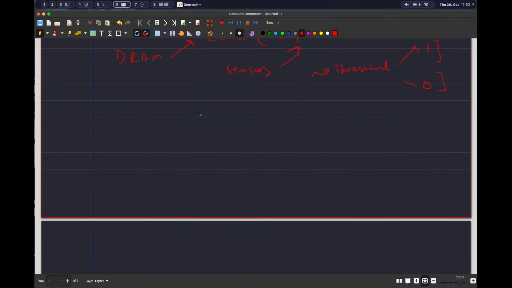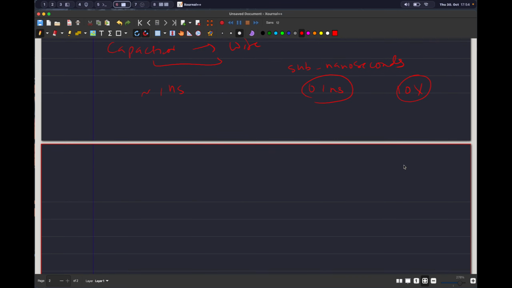So consider it like this. There is a capacitor that is trying to charge some sort of wire, and a single access along with the sensor checks takes around a nanosecond, let's say. Whereas in a GPU, the cores operate in sub-nanoseconds. Even if it is 0.1 nanosecond, there is a 10x slowdown that we are observing in this case.